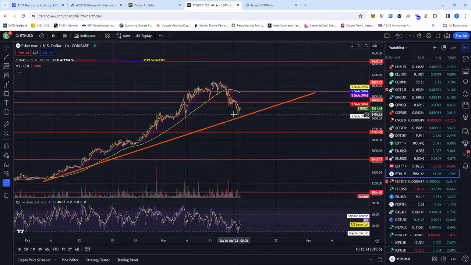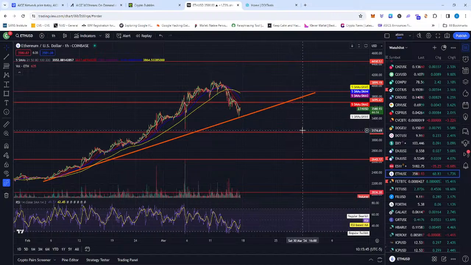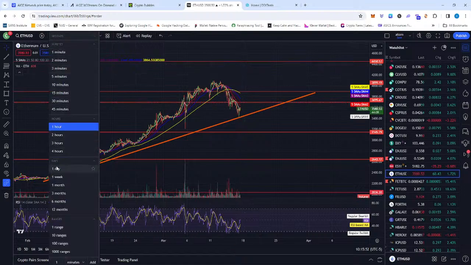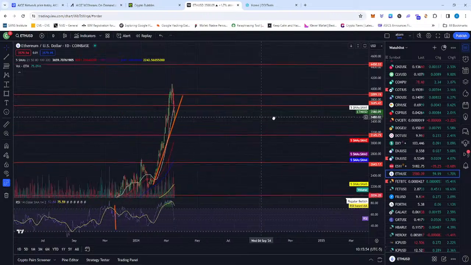As you can see, it came and bounced off of here, and it's going up. But this right here is acting as a ceiling, $3,705. If it doesn't break through this right here, then you're going to see ETH roll over down toward $3,145. It needs to break this ceiling right here. And this is the hour chart, but yeah, it needs to break that.